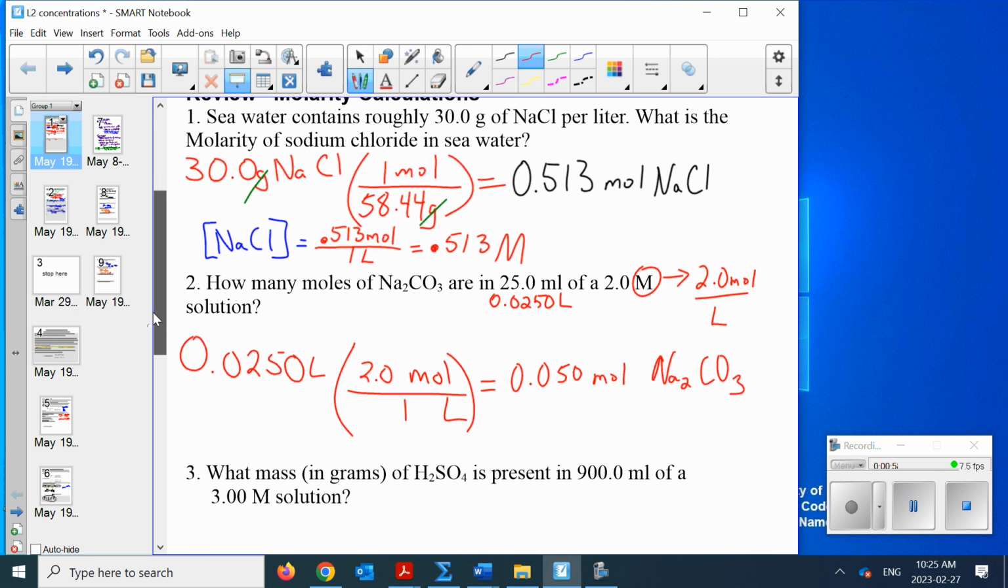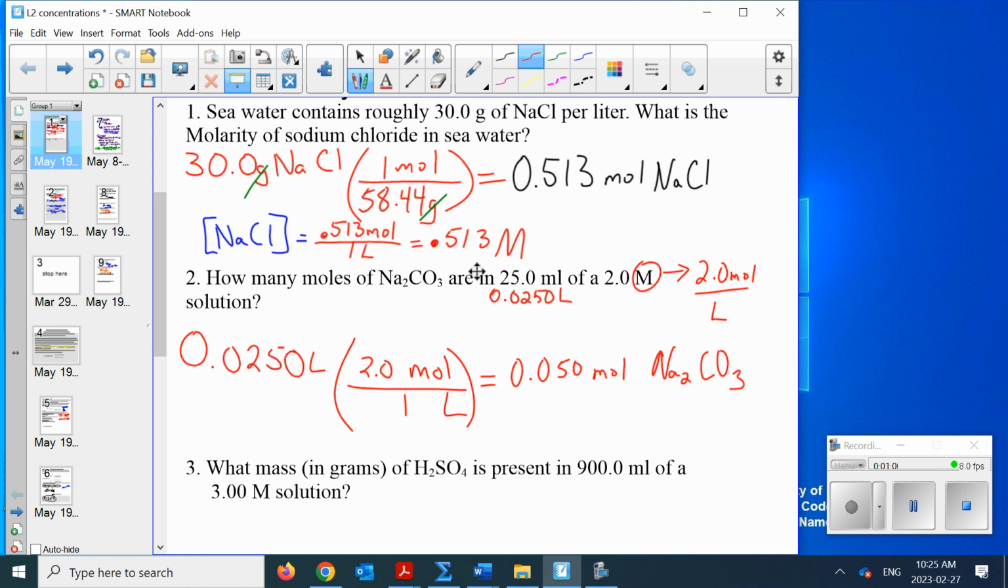We did a second example. We wanted moles given a volume. The volume was initially in mils, so we converted, dividing by 1,000, to liters. We knew that this big M means moles per liter, and we used that to cancel out the units when we multiplied 0.025 times 2. And always label with a chemical, unit and chemical. We're going to work on 3 right now.